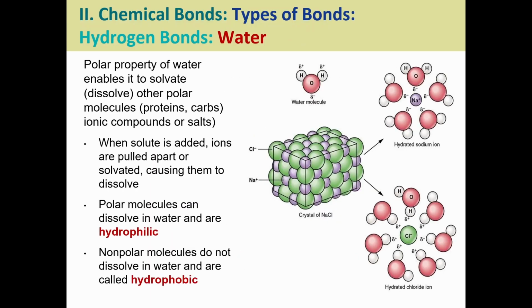Again, water is going to be able to dissolve or solvate other polar molecules, so proteins, carbs, ionic compounds, salts, right? Ions are pulled apart when they are dissolved. Let's say we're dissolving salt, we'll see individual sodium and chloride ions floating around in that water. If it's polar, it can dissolve because it's hydrophilic. Non-polar things will not dissolve in water, they're hydrophobic. That's still pretty important, because it helps us use water to create barriers like the plasma membrane of the cell.